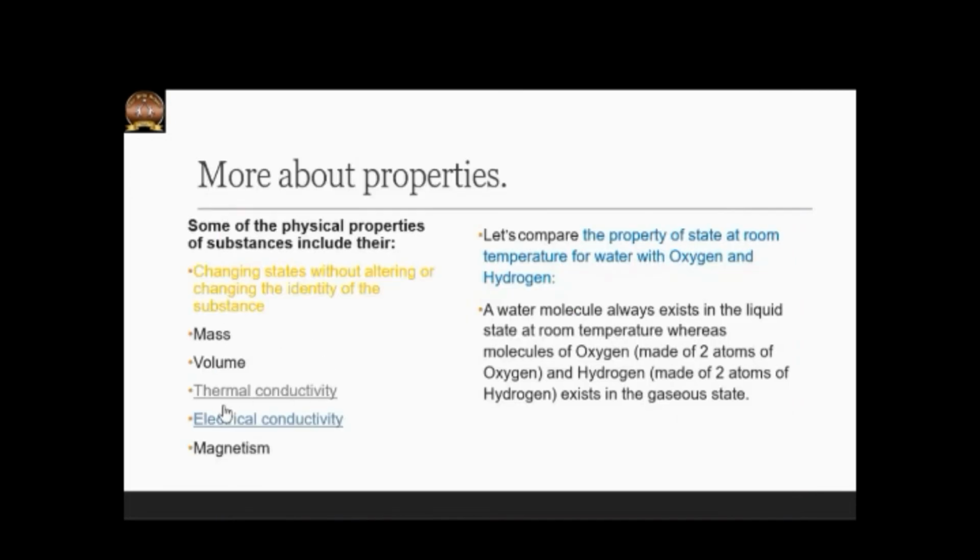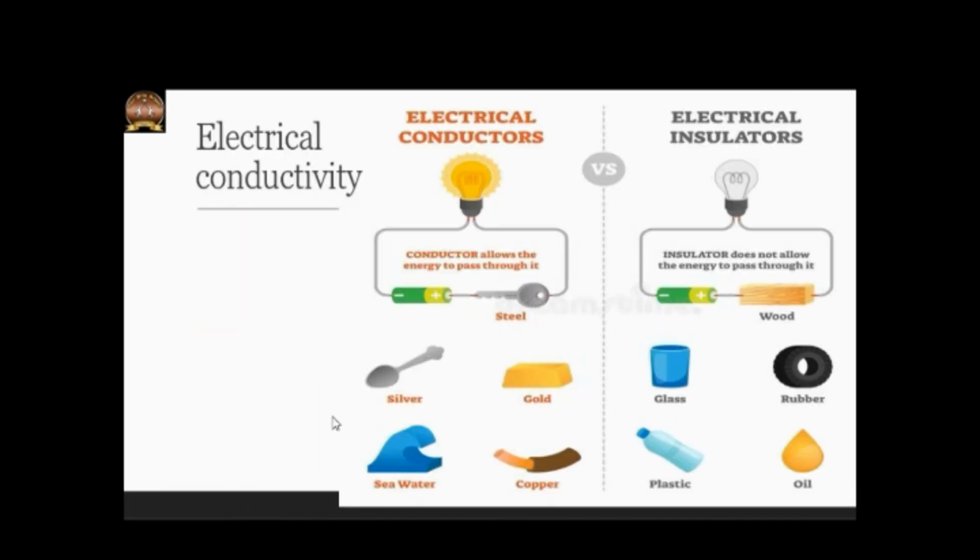Now let's learn more about the property of electrical conductivity. Electrical conductivity is a property which allows materials to conduct or carry forward or transfer electricity through them. So conductors allow electric energy to pass through them. Examples of electrical conductors are the same as those of thermal conductors. That is, all metals are good electrical conductors. Silver, gold, steel, copper, seawater, just to name a few, are good conductors of electricity.